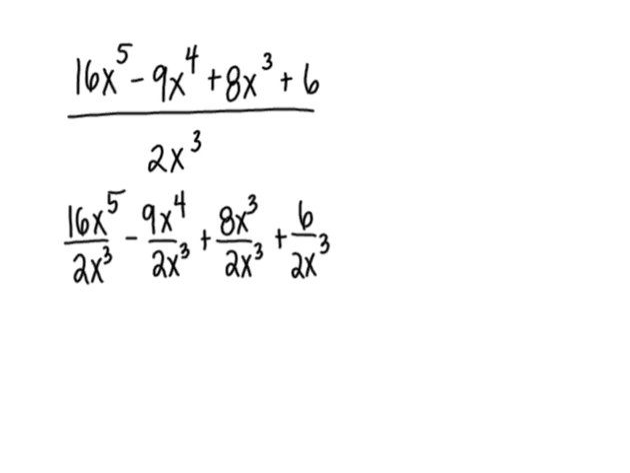The first one's easy. 16 divided by 2 would give me an 8 with 2 x's left. Minus 9 over 2, those two terms don't reduce, so you'll just leave it as a 9 over 2. You'll see that there's one x left in the top. 8 divided by 2 would give me 4, and the x's cancel out. 6 divided by 2 would give me 3, and there's an x cubed in the bottom, and it stays in the bottom. Now this ugly answer with part fractions and part whole numbers, that's your final answer.